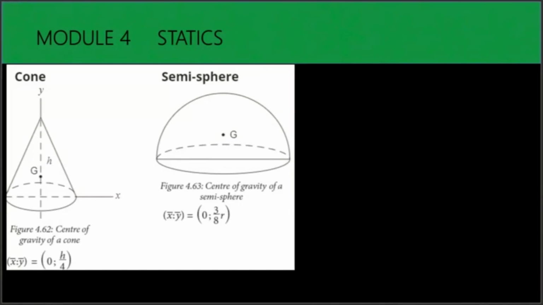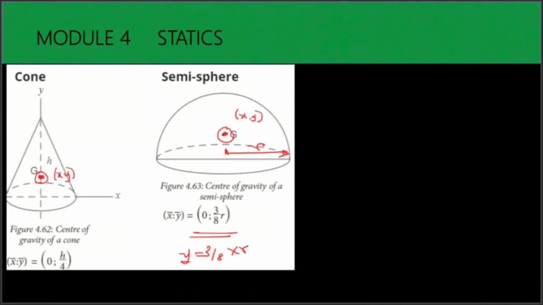And then if it is a cone, this is the CG, the center of gravity of a cone. So the x and y coordinate there. The y there is going to be h/4. And then when you are dealing with a semi-sphere, of course, this is a solid. You can see the CG is there. The x and y coordinate of the CG is this. So the y is what? 3/8 multiplied by the radius. The radius is the distance from that point. That's the radius of the semi-sphere.